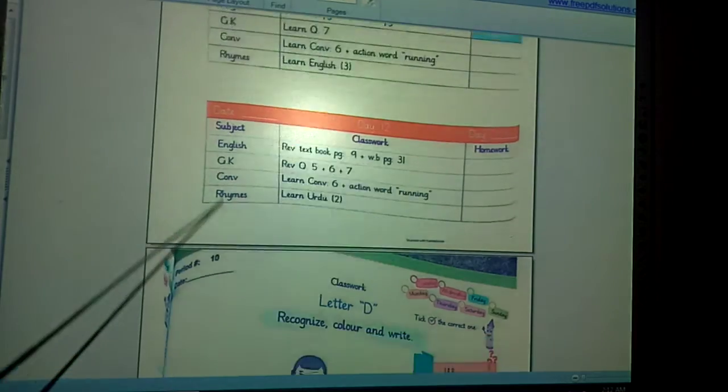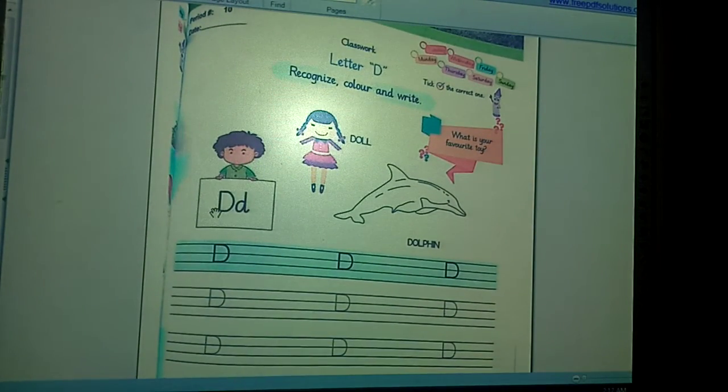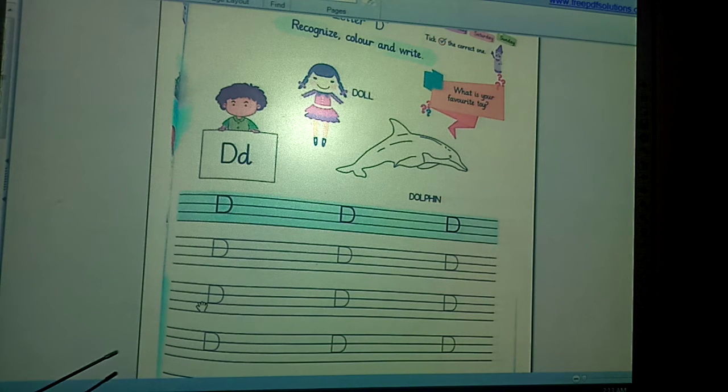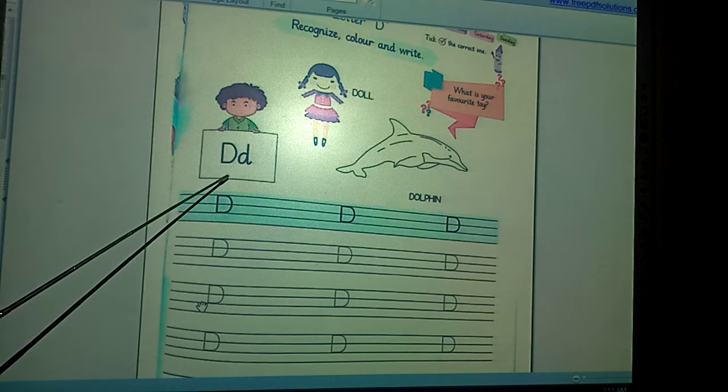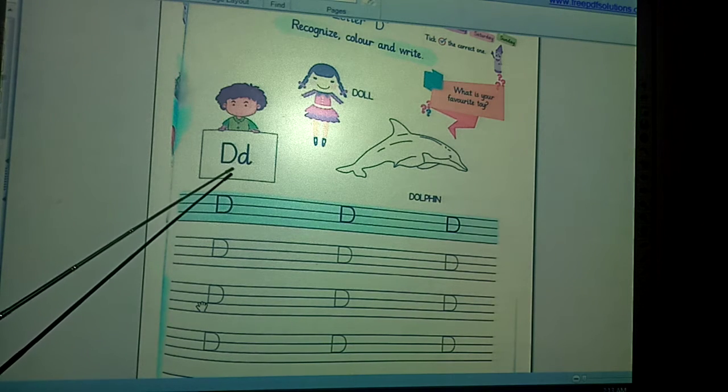Now moving toward our today's topic. Our today's topic is recognize color and write letter D. Firstly, we will recognize letter D. Where is the letter D? This is the letter D. And what is the sound of D? The sound of the D is D.